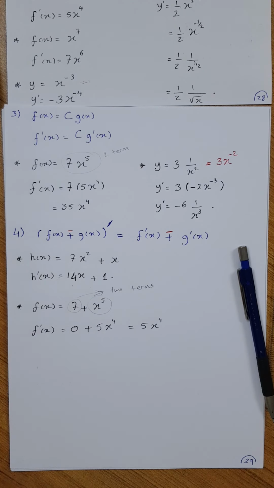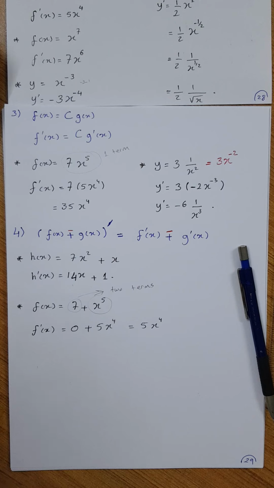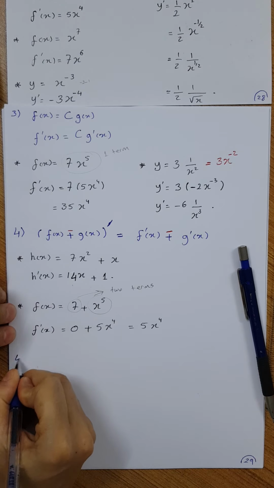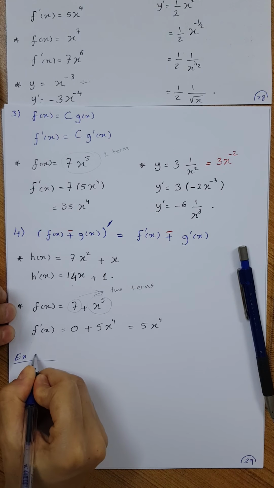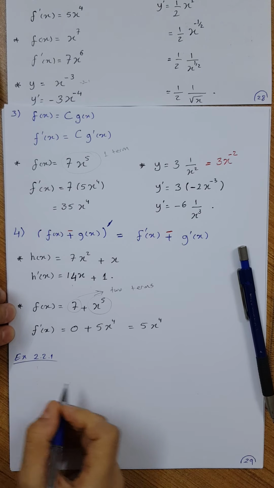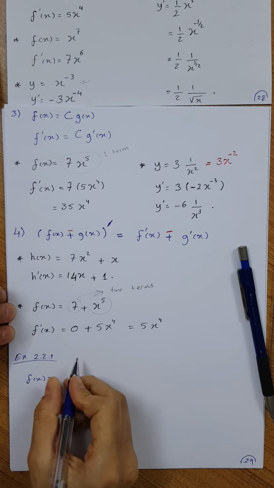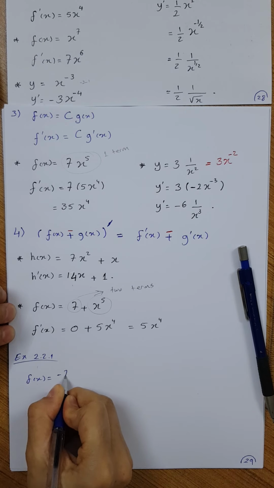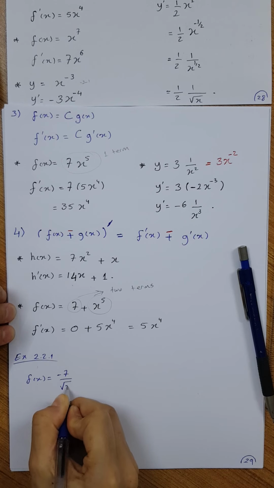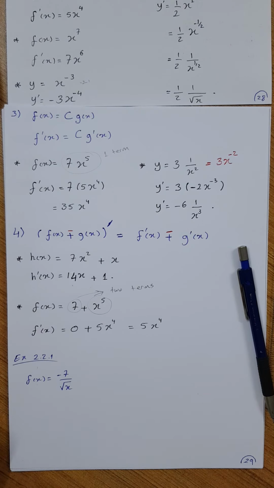We are given an example. Of course, lots of examples. We have got example 2.21. It's required to find the derivative of minus 7 over root of x. How do we take the derivative of this one?